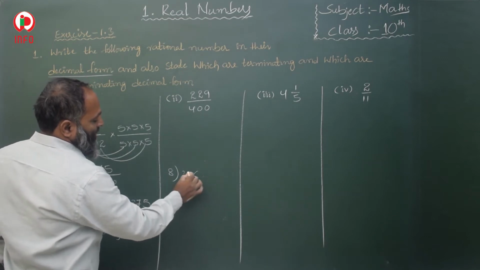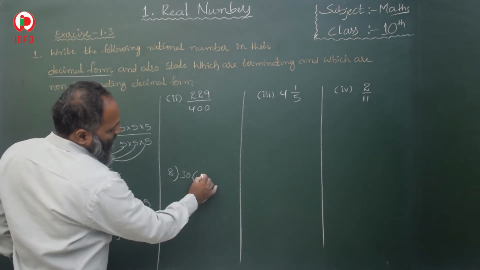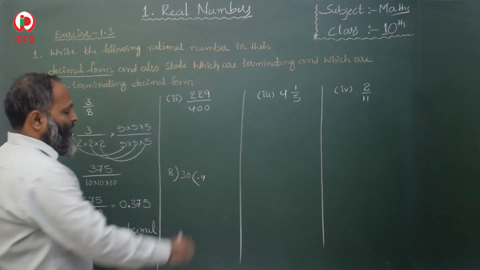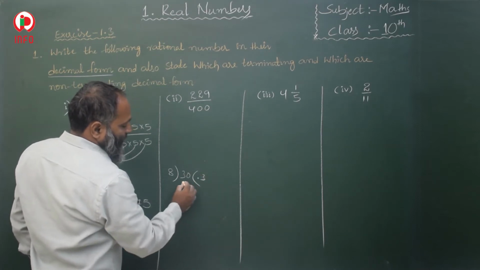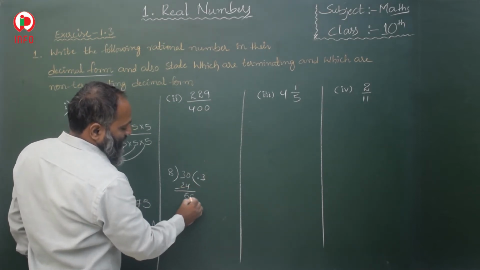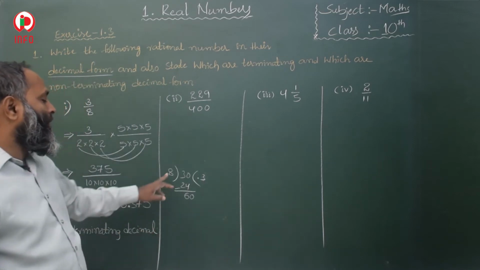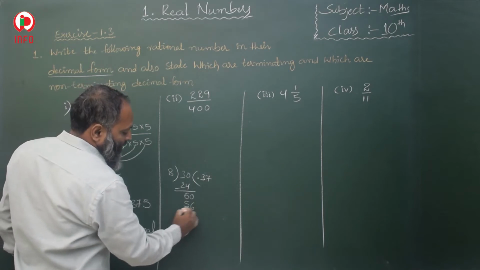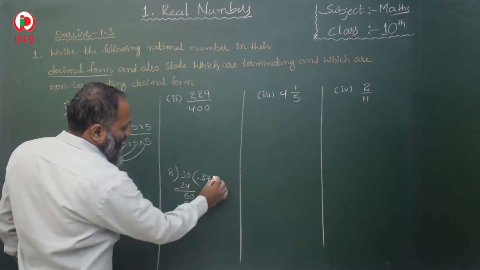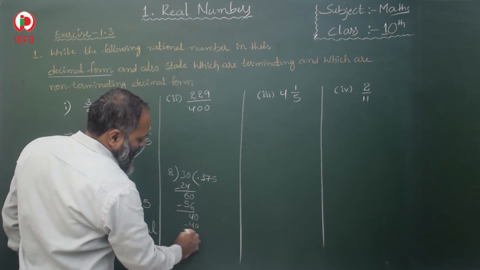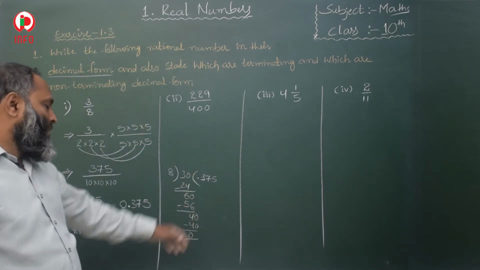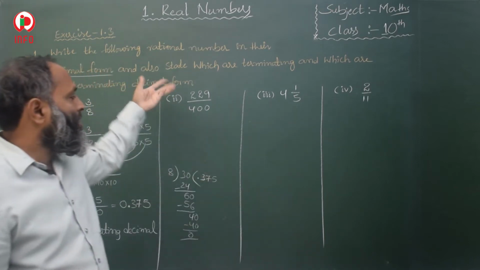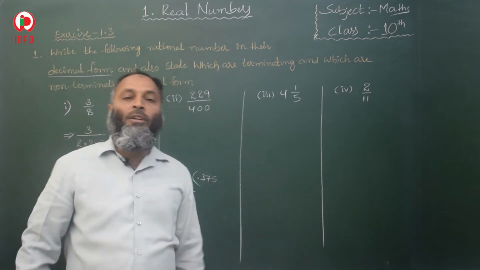Point means here is 0, 3 4s are 3, 8, 8 1s are 8, 8 2s are 16, 8 3s are 24, minus, 6 left, 60 will come. So 8 5s are 40, 8 6s are 48, 8 7s are 56, and after that 4 will come 0, 8 5s are 40, then 40 minus 40 is 0. 0.375. Both the methods are there. He is not asking for a particular method, any method we can follow. Okay.